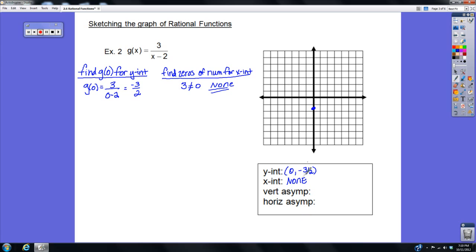Okay, so we have our y-intercept and our x-intercept. Now let's find the vertical and horizontal asymptotes just like we did in the previous examples. The vertical asymptotes are the zeros of the denominator, right here. That would be x equals positive 2. I'm going to sketch that on the graph right here: x equals positive 2.